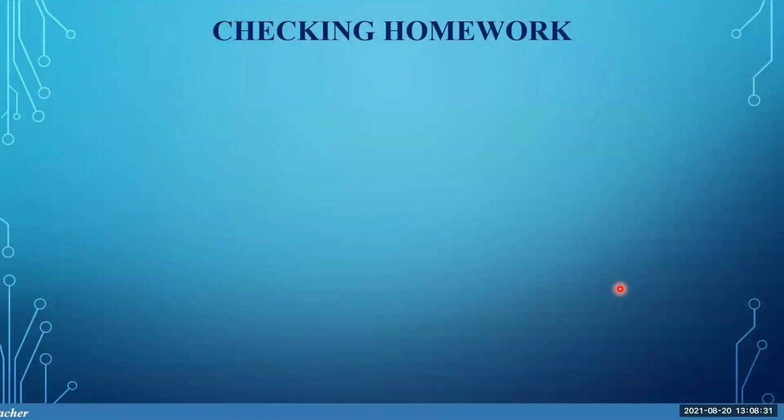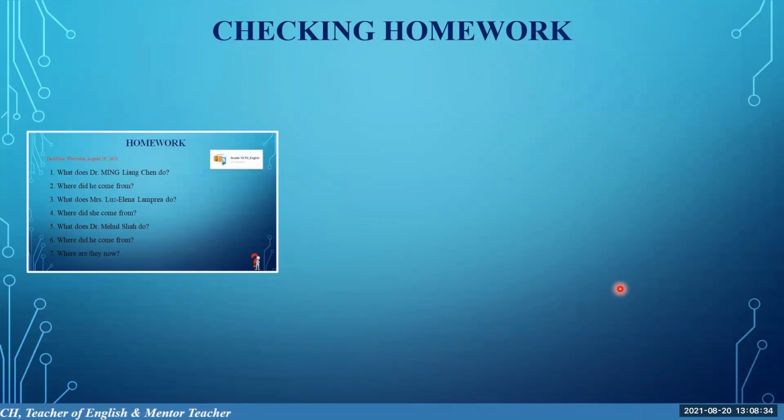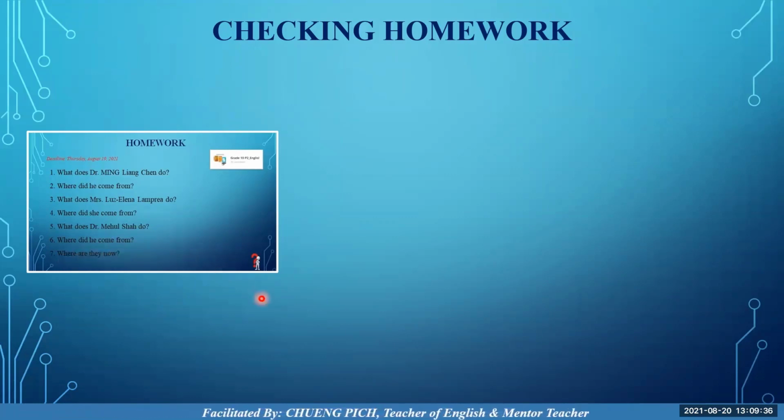Before we start the class, I would like to check the homework first. As you know, last week I gave you homework consisting of 7 questions about the 3 people we studied last week. Here are the 7 questions that I asked you. The first question, what does Dr. Minh Lang Chen do? The second one, where did he come from? The third one is what does Mrs. Luz Eleanor Lambrier do? And where did she come from? The fifth question is what does Dr. Mahershala do? And where did he come from? And the last question, where are they now? Where are those people now?